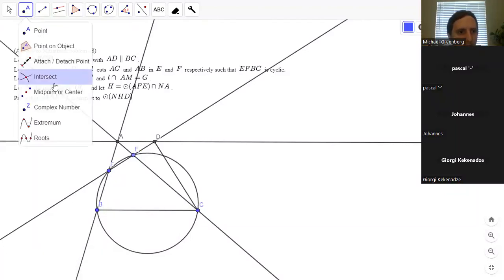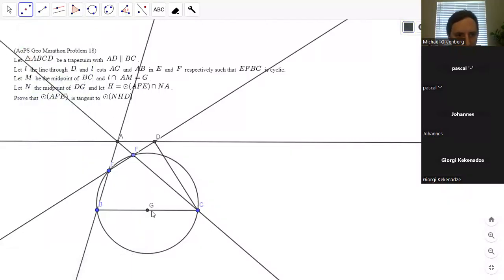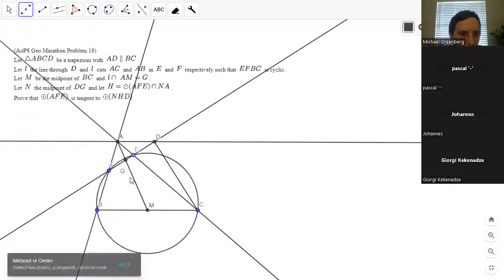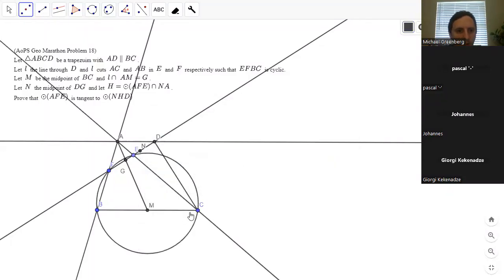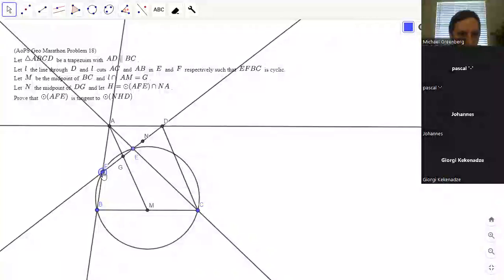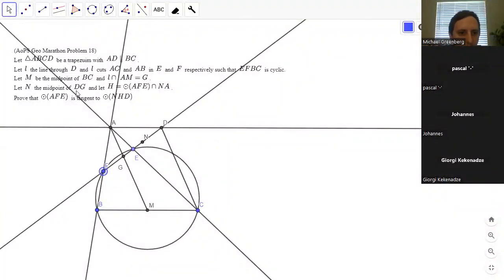So M is the midpoint of BC. And we want to see, where does that line intersect AM? Point G. Oops. And then we take the midpoint of DG. That's N. And H is the intersection of that circle with NA.